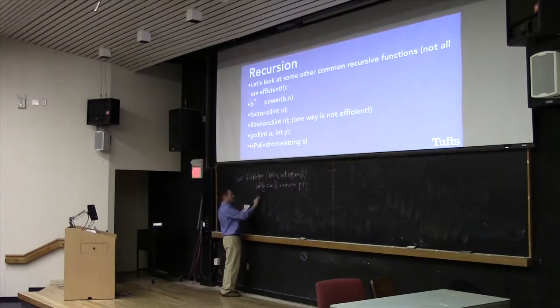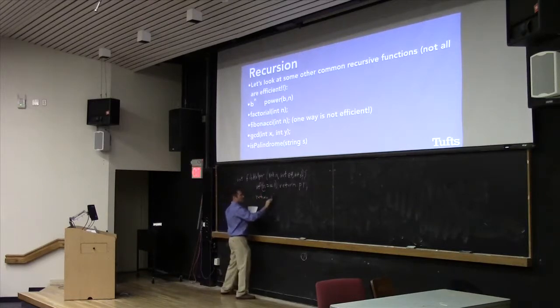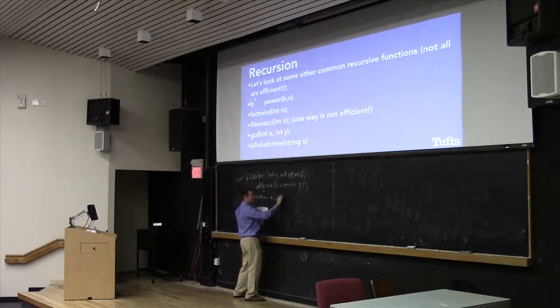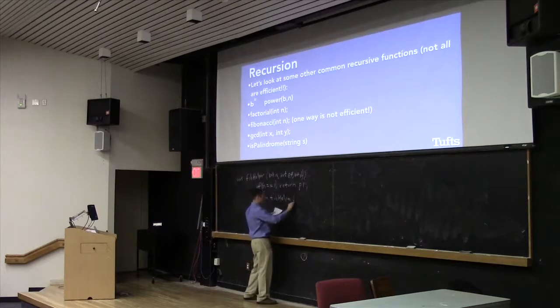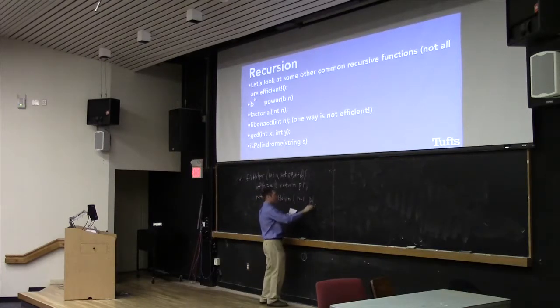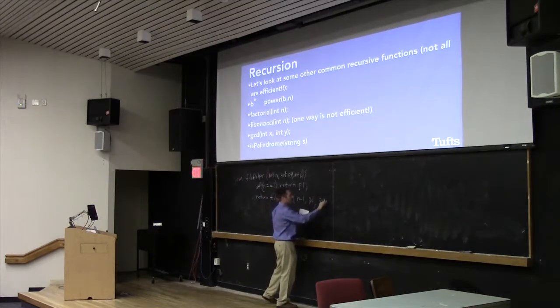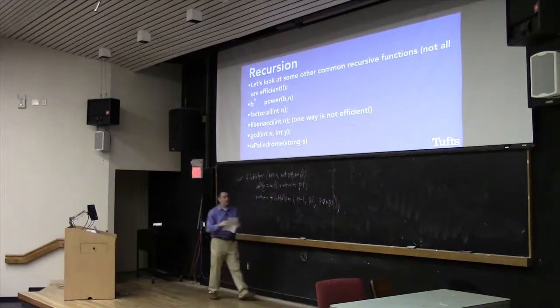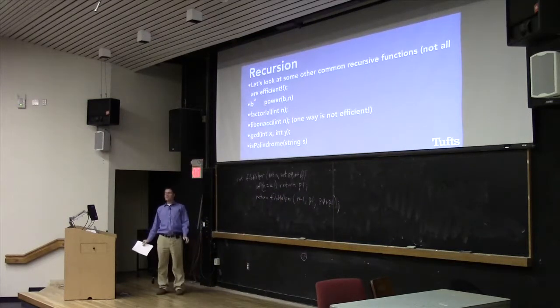We are going to return fib helper n minus 1, p1, and p0 plus p1. Okay. Now, let's see if we can figure out what's going on here.